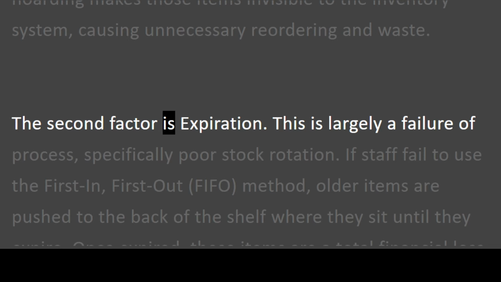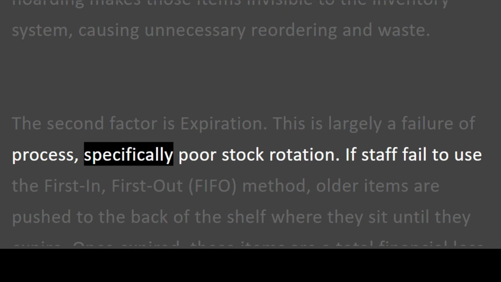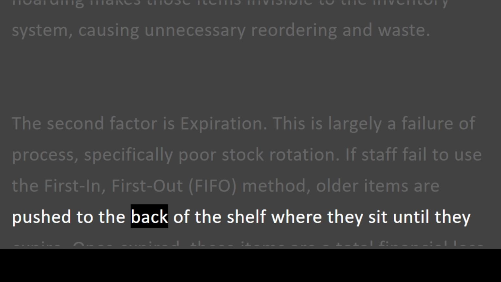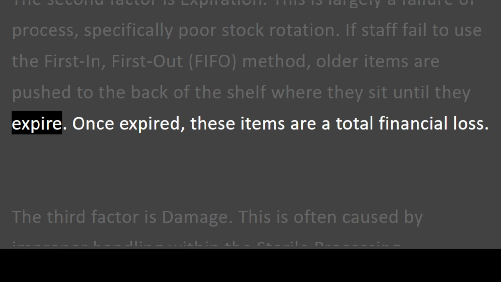The second factor is expiration. This is largely a failure of process, specifically poor stock rotation. If staff fail to use the first in, first out FIFO method, older items are pushed to the back of the shelf where they sit until they expire. Once expired, these items are a total financial loss.